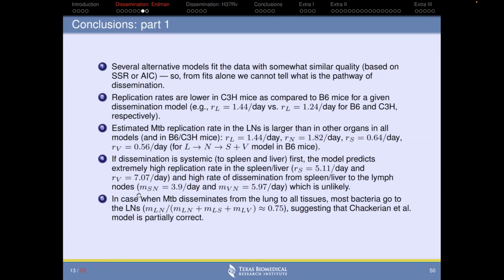Again, even if we cannot pinpoint fully what the pathway of dissemination is, we can actually quantify how many bacteria go to different tissues, and we can do it per model. And what we find is that even in the model where the bacteria disseminate directly from the lung to other tissues, about 75% of the bacteria actually go to lymph nodes. So again, suggesting that probably dissemination to the lymph nodes is one of the primary pathways of systemic bacterial dissemination. And that's something that will come up at the end as I summarize.